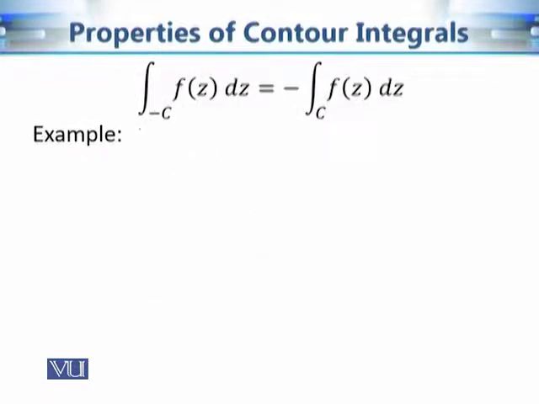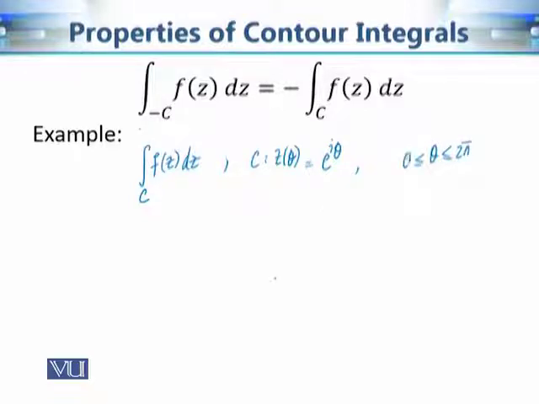Now let's consider some examples of this thing. There could be many examples, but let's consider a simple example. If we want to evaluate any function f(z) along this contour C, and let's say this contour is basically a circle e^(iθ), a complete circle with θ from 0 to 2π, and we evaluate this integral, and then evaluate this integral along minus C, what's going to be equal to minus C in this case?